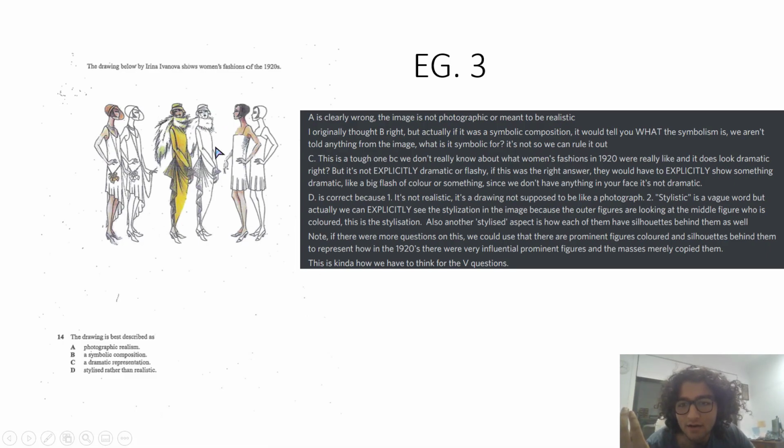There's a woman in yellow, a woman in white, some other women next to it. What is it symbolizing? No, it doesn't explicitly say. At the end, I kind of talk about over here what it symbolizes, but that's not explicit, so it's not going to be the answer. Okay, then let's look at C, a dramatic representation. So this is a tough one because we don't really know about the women's fashions in 1920. What were they really like, right? So we don't know what an accurate representation looks like.